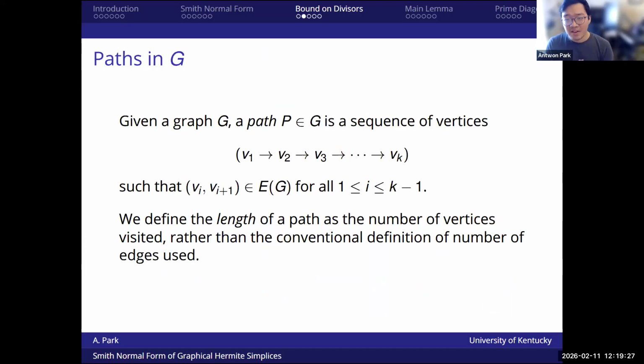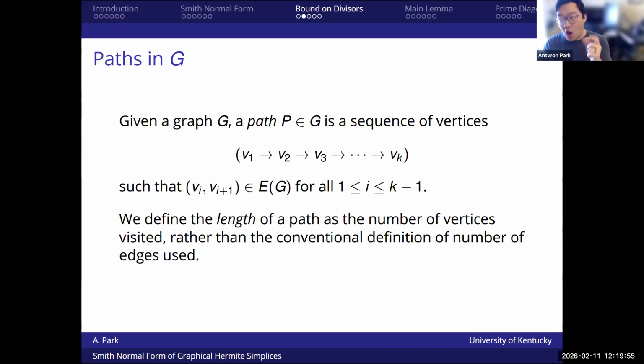So to talk about it, a path is a sequence of vertices where each pair of adjacent vertices has an edge between them. One place where we're going to differ is what is the length of a path. Normally, the length of a path is the number of edges that you're using. But because of what you saw, where you want to think about the vertices you're hitting, we're going to say that the length of the path is the number of vertices that you hit.